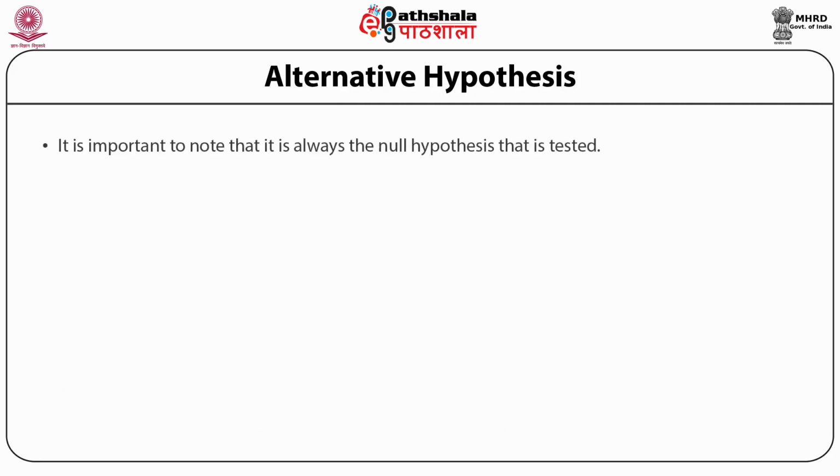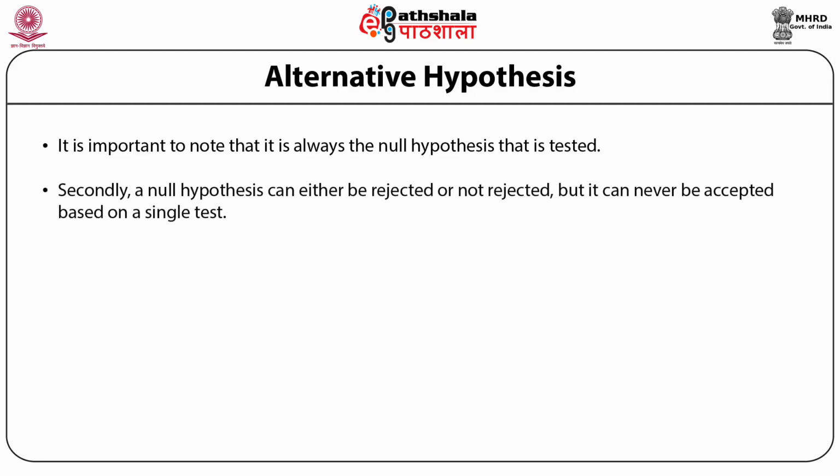Students, here it is important to note that it is always the null hypothesis that is tested. The null hypothesis refers to a specified value of a population parameter, which may be mu, sigma, or pi, and not of the sample statistic. Secondly, this is a very important point that a null hypothesis can either be rejected or not rejected, but it can never be accepted just based on a single test.